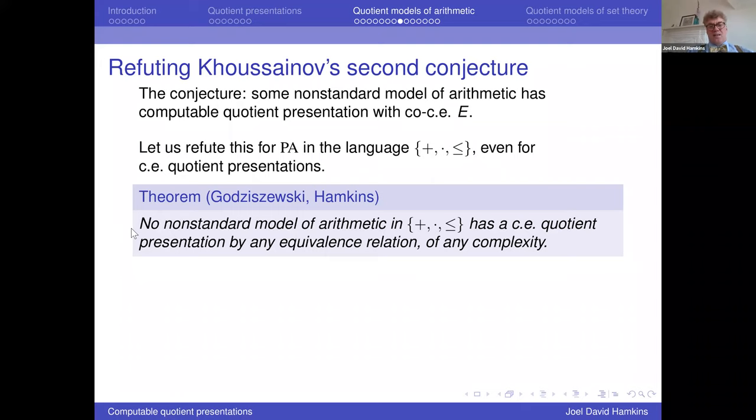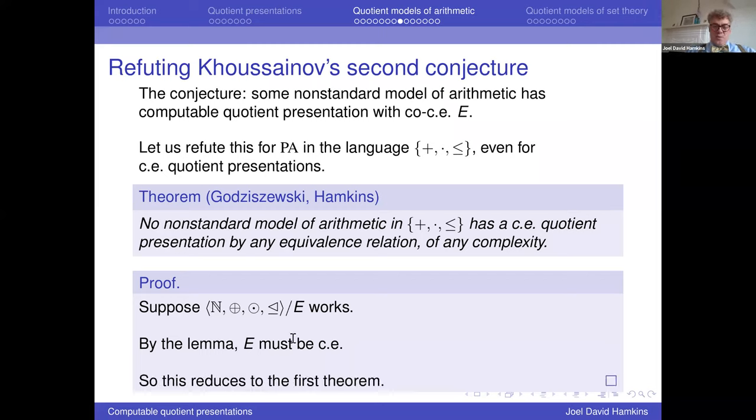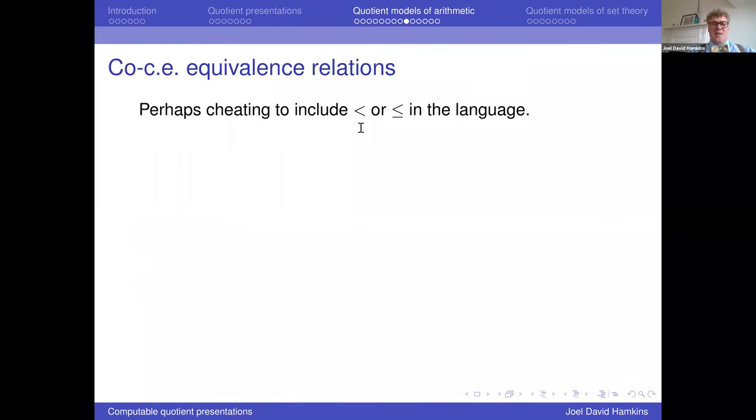Okay, so suppose we had a CE quotient presentation. In fact, you can't do it by an equivalence relation of any complexity whatsoever. And the reason is, well, suppose that you had a quotient like this, where this was a CE structure. So the operations are computable and the relation is CE. Well, by the lemma, E has to be CE, because that sort of trivial reasoning shows there's this automatic computability of equality when you have an order. And so it's just the first theorem again, because the equivalence relation must be CE in this case. Okay, so you can't do it in the reflexive order version by any equivalence relation, because it would have to be CE. Okay, so it's maybe cheating to put the order into the language, I think. That's how I view it. It's cheating to look at quotient presentations when you have an order, because it's too tightly connected with equality and it just reduces to the computable case too easily.